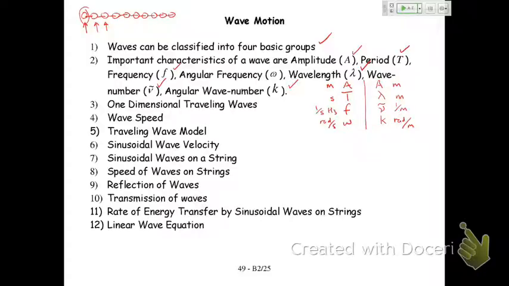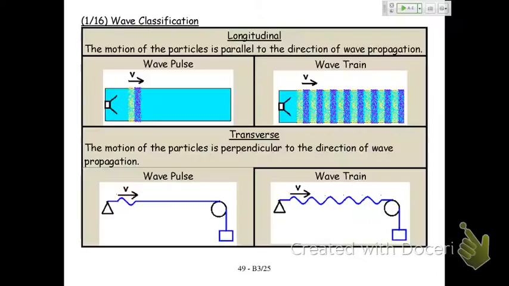Then we start playing with this, and we start talking about one-dimensional waves on springs. We talk about wave speed, and a traveling wave model, which is a mathematical model. We talk about sinusoidal wave velocity, waves on a string, speed of waves on a spring, reflection of waves, and transmission of waves. We talk about some energy effects, and we talk about the linear wave equation. We kind of get to the linear wave equation, and we just show you the form of it, but we don't play with it. So that's where we're going.